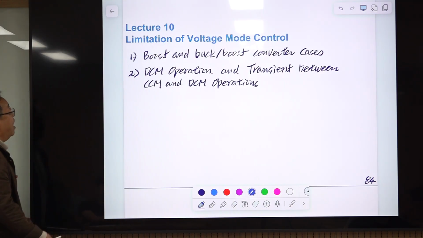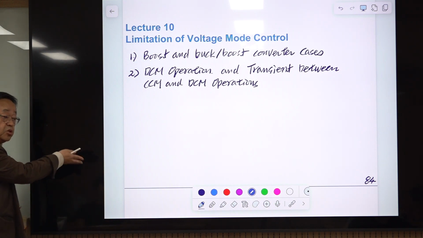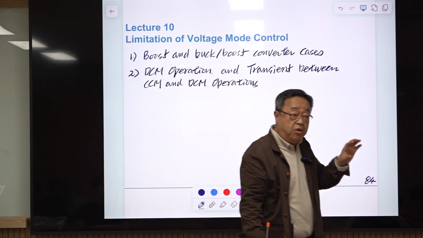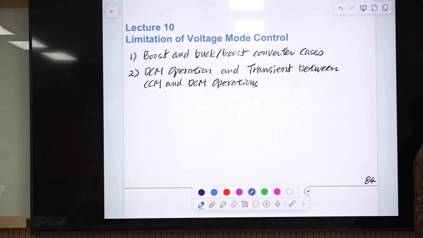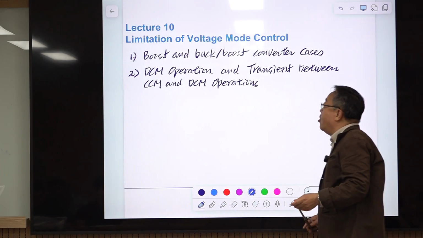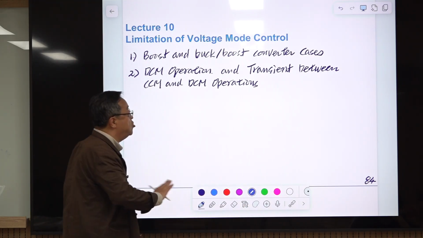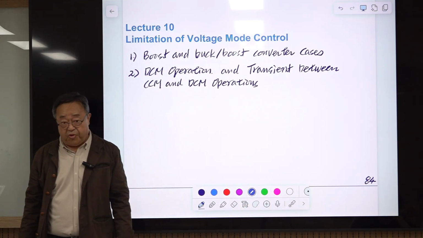Right. And during these discussions of voltage mode control, we used a converter example in CCM. Implicitly, we are assuming CCM operation, but all the converters will move from CCM to DCM when the load current is decreased. Okay, so what about the DCM operation? What will happen in DCM operation, and what will happen in the transition between CCM and DCM operation?